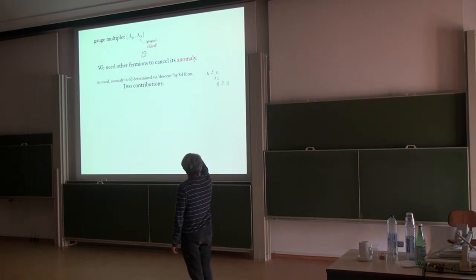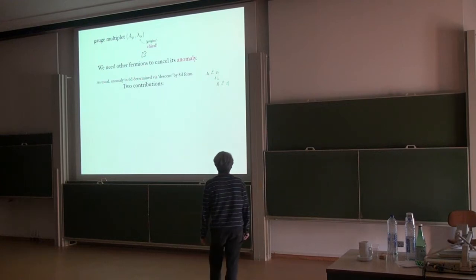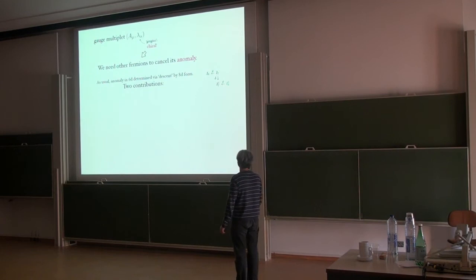So, as usual, a useful way to encode anomalies in any dimensions is to go two dimensions higher, as many people in the audience know much better than I do. And in particular, you start with a certain eight-form polynomial, let's say. And what do I mean by that?